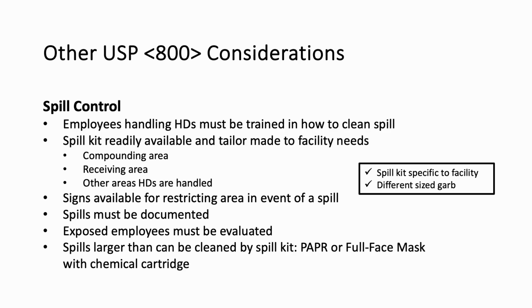the PVC. USP 800 tells us that employees who handle hazardous drugs need to be trained on how to handle a spill. Spill kits need to be readily available and be tailor-made to the facility as they need. Spill kits need to be prominently available in compounding areas, receiving areas, and other areas where hazardous drugs are handled. Signs need to be available to restrict the area in case there is a spill, and spills must be documented. Exposed employees need to be evaluated for health issues, and spills larger than can be cleaned up by a spill kit require a PAPR or a full-face mask respirator with chemical cartridge.